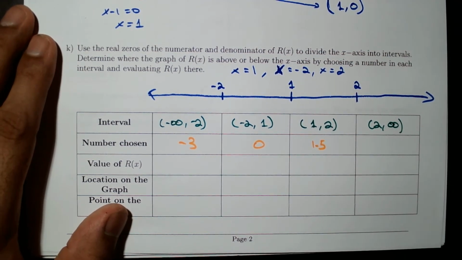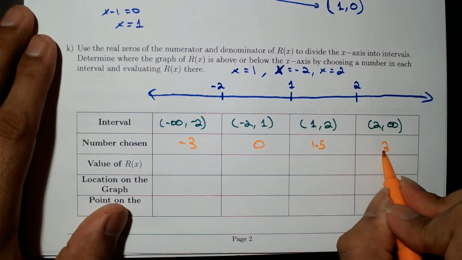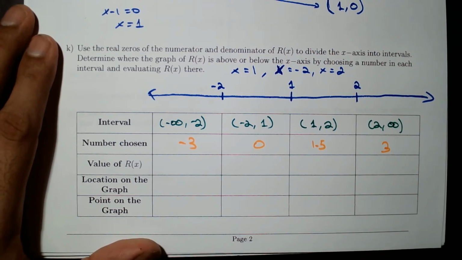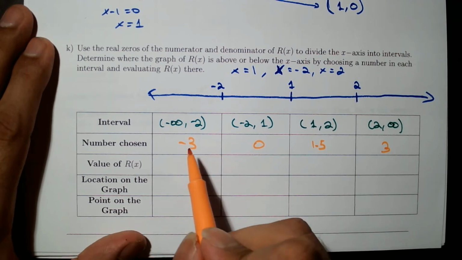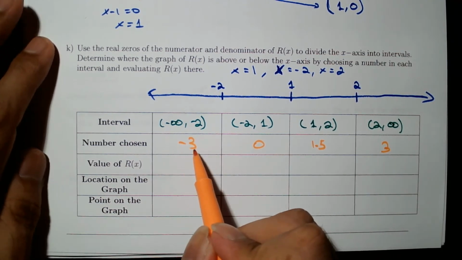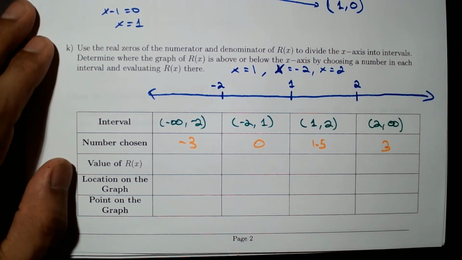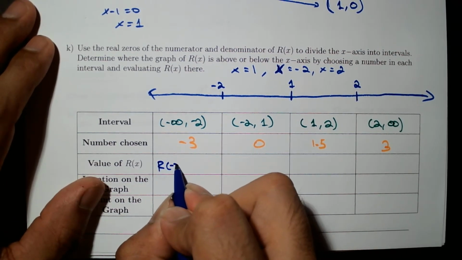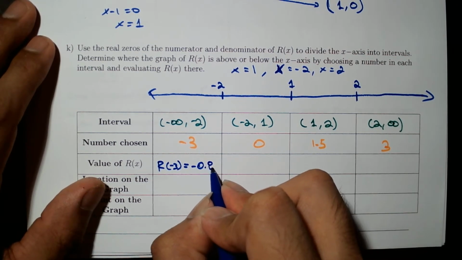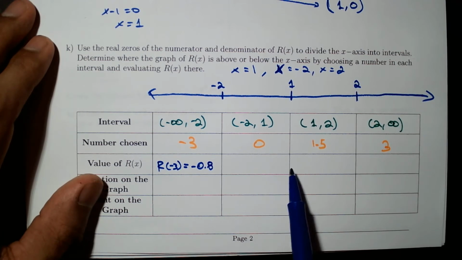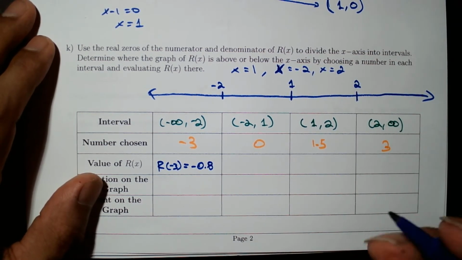Okay. And between 2 and infinity, or larger than 2, just 3. So we are going to find the value of r of x. In other words, all we do is plug in these numbers in the original function. So r of negative 3, and using a calculator you should get negative 0.8. I'm going to skip this part because I don't want to take a lot of time doing these calculations. Just use your calculator or do it by hand.